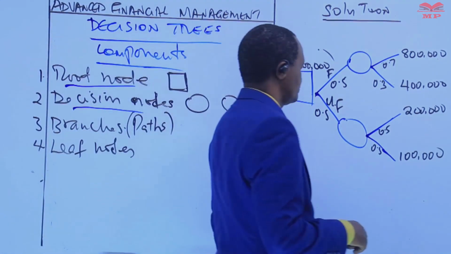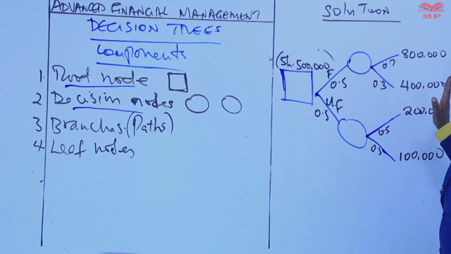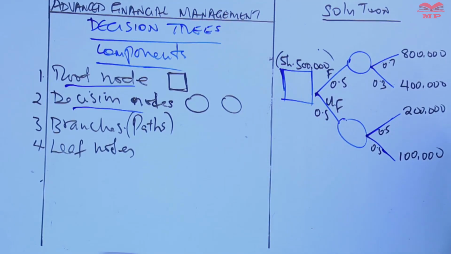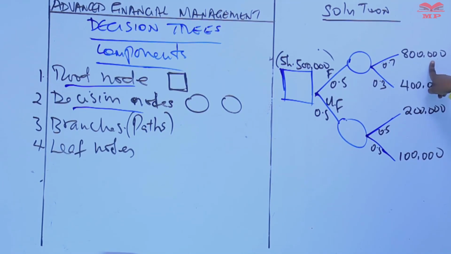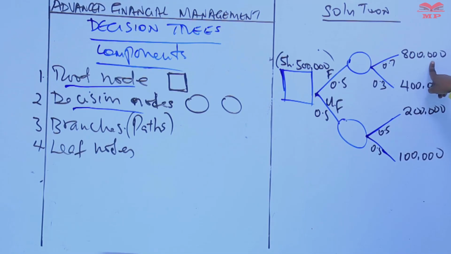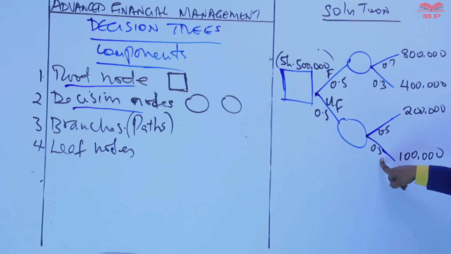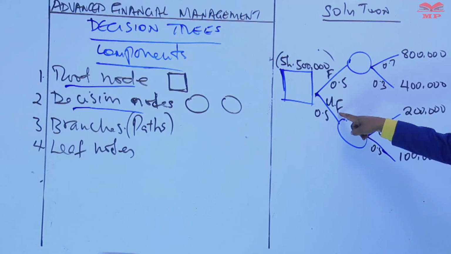So look at the board. We are not going to perform a back pass, okay? 80% probability favorable: 70% probability the company will generate 800,000, 30% probability the company will generate 400,000. Unfavorable: 50% probability the company will generate 200,000, 50% probability the company will generate 100,000.